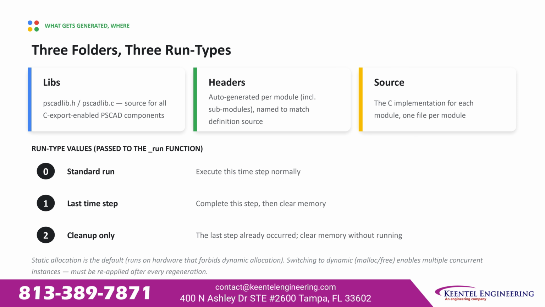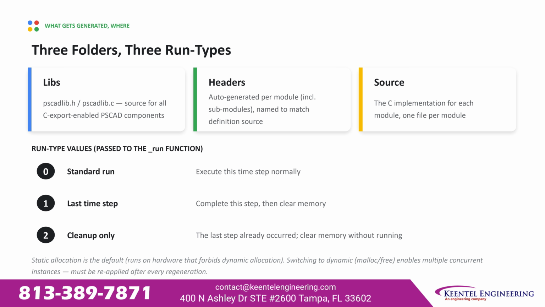The libs folder contains PSCADlib.h and scadlib.c, the source for all C export-enabled PSCAD components. The headers folder contains auto-generated headers, 1 per module including submodules, named to match the definition source. The source folder contains the C implementation for each module, 1 file per module.